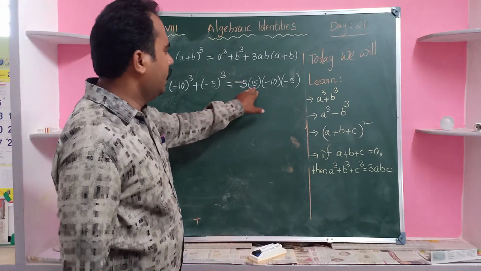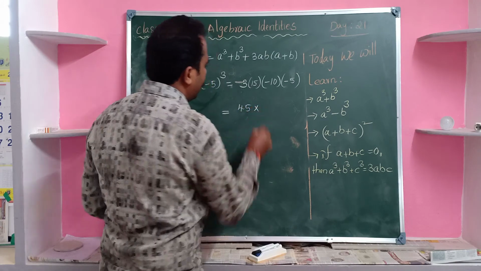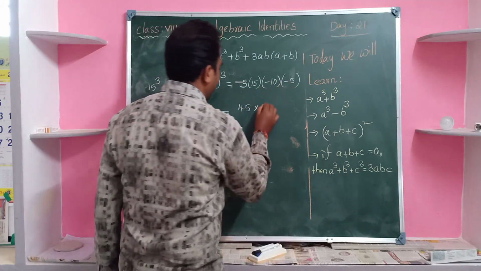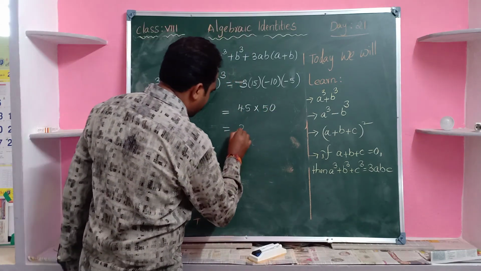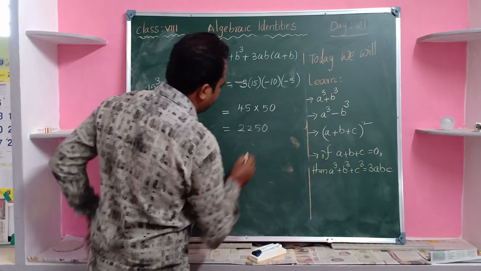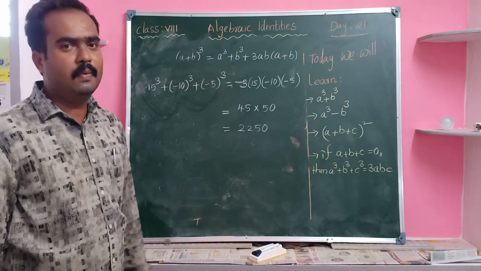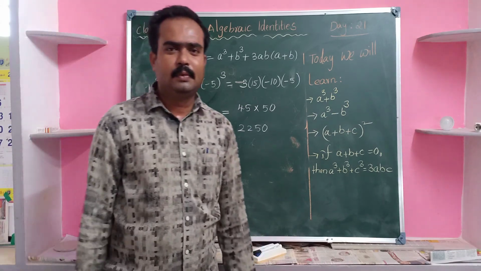So again, here see, 3 into 15 is 45, into minus, plus, 10 into 5 is 50. What is 45 into 50? 2250. So without doing any cubing here, directly we will get the value. So today's session is over and thanks.